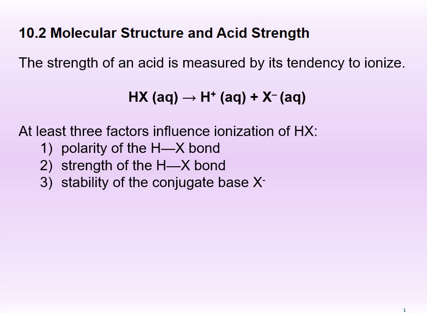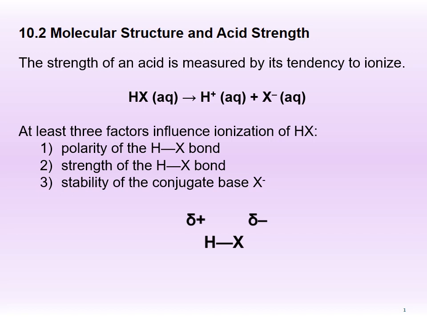If a single arrow is used, as is the case here, the hydrohalic acids could be HCl, HBr, or HI. There are at least three factors that influence the ionization of HX: the polarity of the HX bond, the strength of the HX bond, and the stability of the conjugate base X minus.